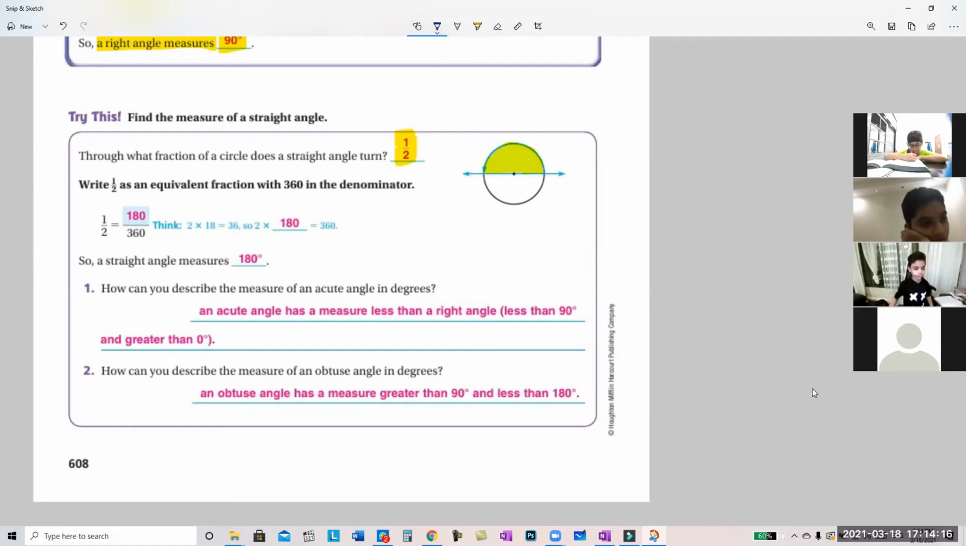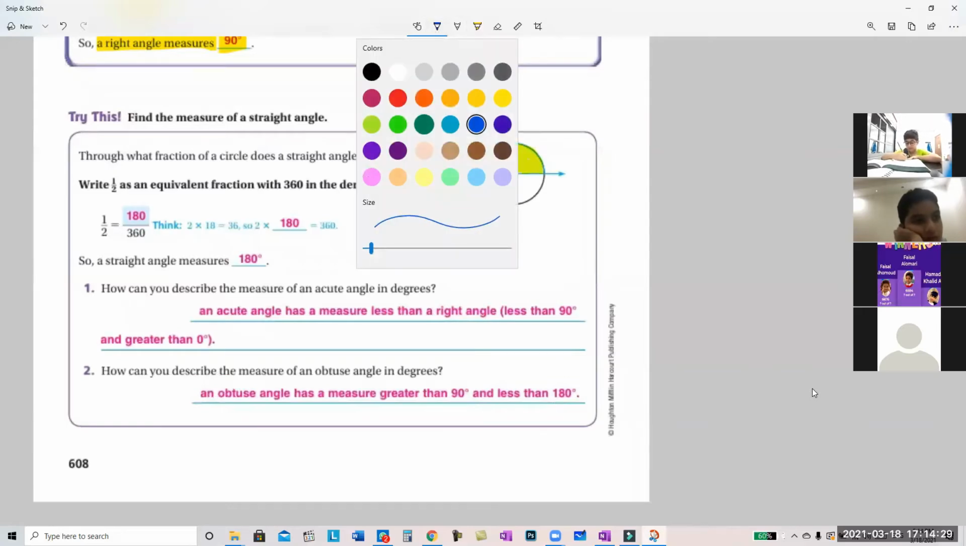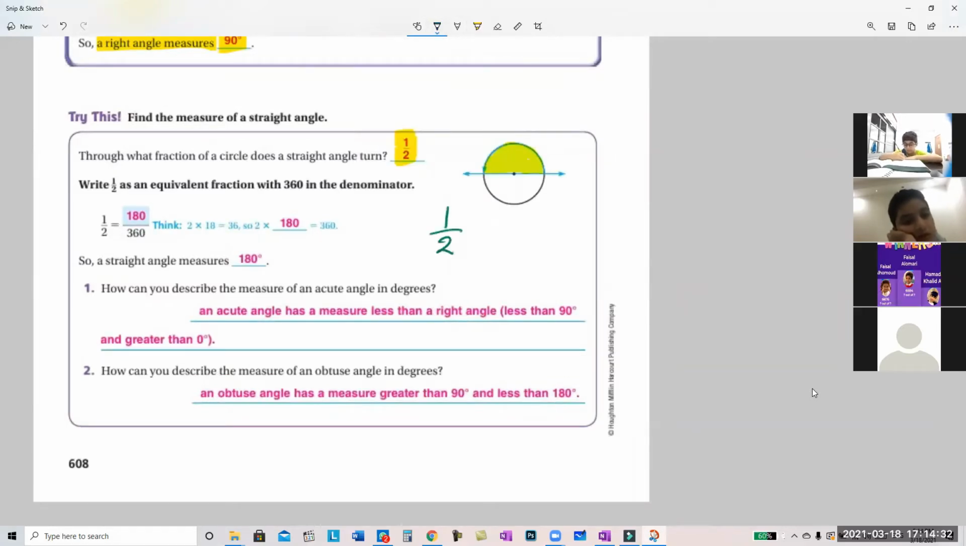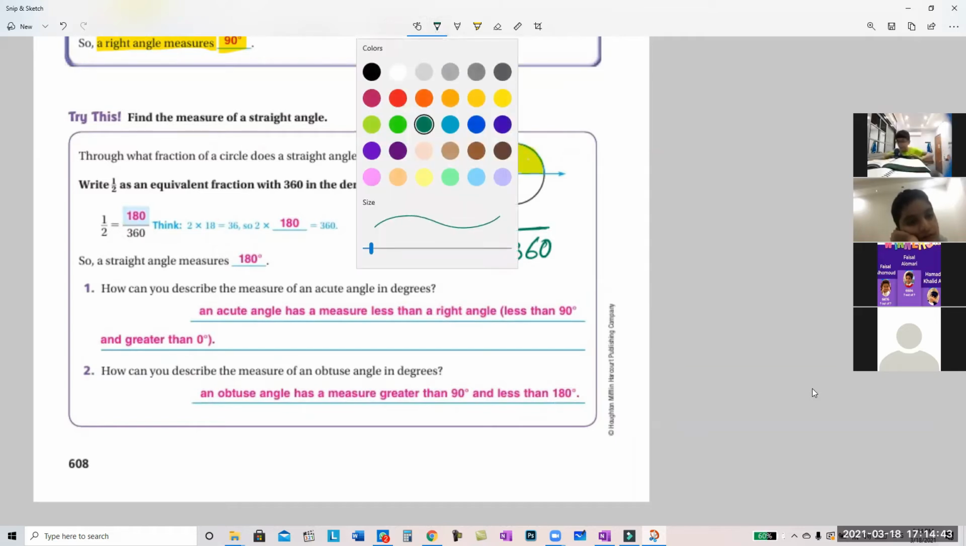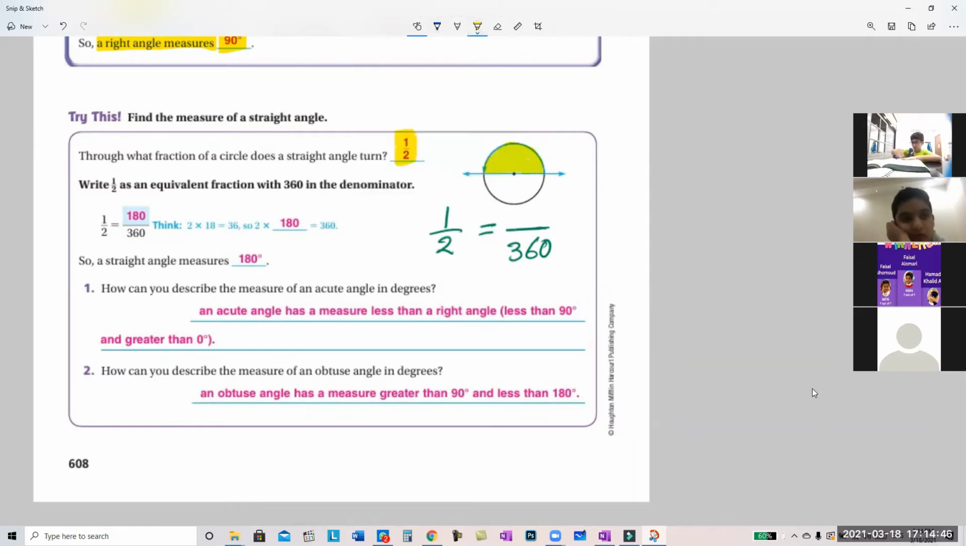So we can't convert it directly to degrees. All we have to do is get an equivalent fraction with denominator 360 first. Let me write it here, 1 over 2, and we want to get 360 as the denominator here. Now, we have here 36. Forget about the 0 for now, and we're going to put it at the end.